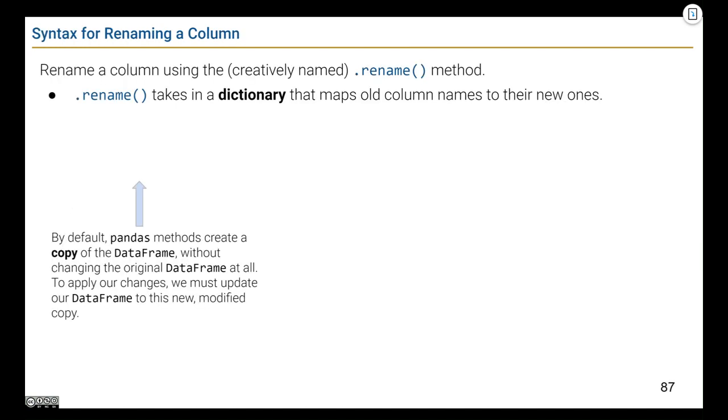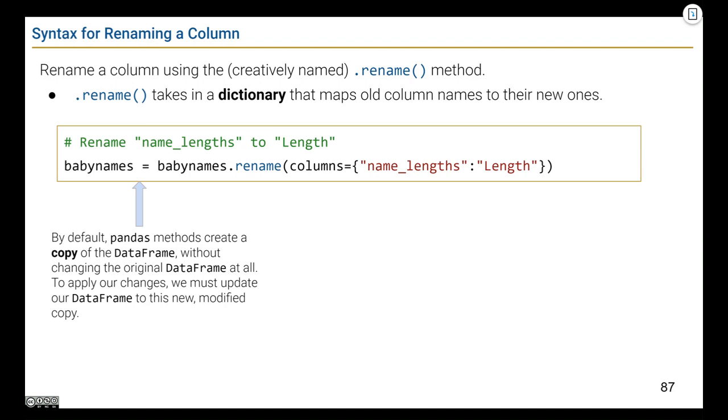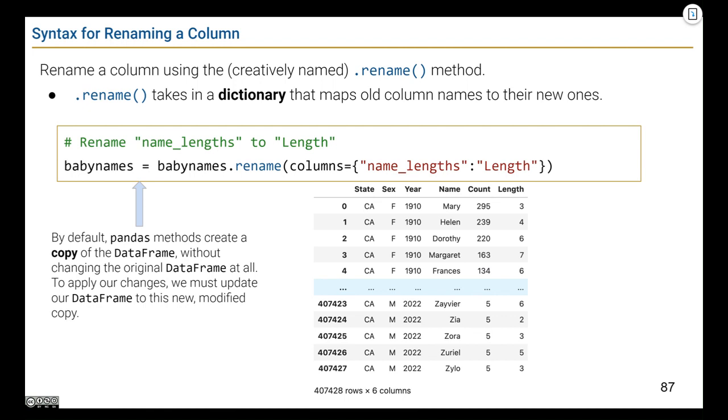Okay, so renaming a column is actually really easy. It's using the creatively named .rename method. It's going to take in a dictionary that's mapping your old column name to the new one. Again, just a reminder that by default, if I just called babynames.rename, it would not save. It would save to a copy, and I wouldn't have any updates to my original. So to apply this, I have to update my data frame to this new copy. And then I will get this.